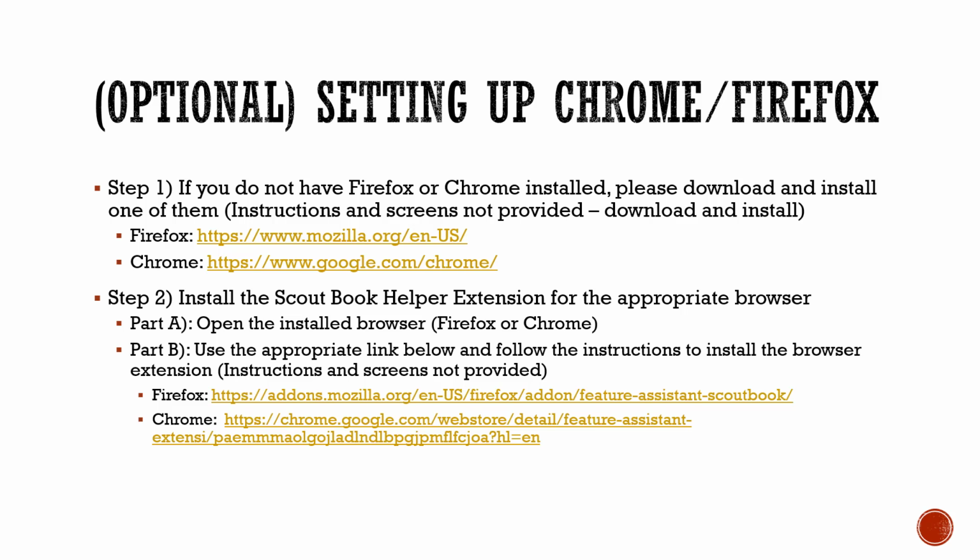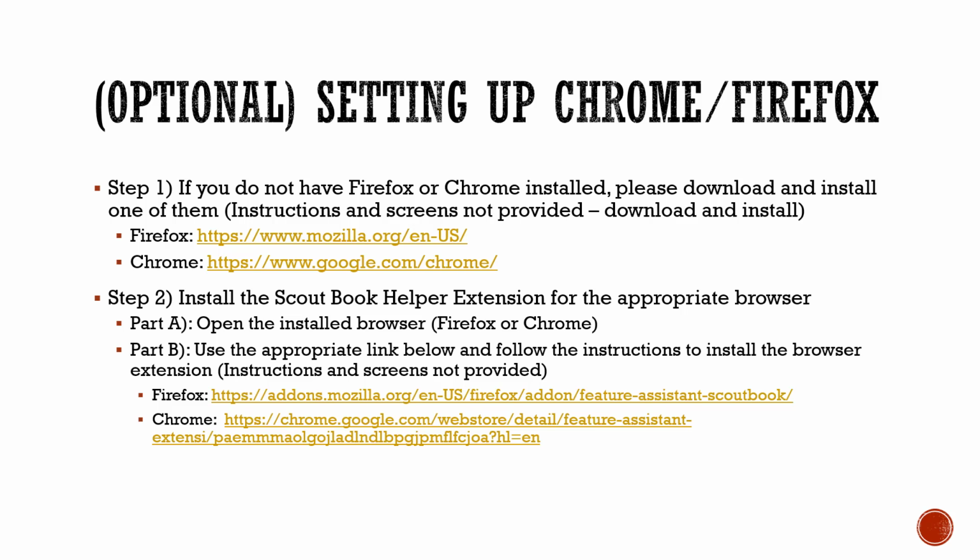So the first step we have is to set up Firefox or Chrome with the ScoutBook helper extension, and the links are below. Basically, you need to make sure you have Firefox or Chrome installed first. If you aren't using either of those two browsers, you'll need to pick one of those and go from there. I personally use Chrome, but that's just my personal preference. And then you go ahead and install the ScoutBook helper extension for your appropriate browser. So if you're using Firefox, you go to the Firefox link. If you're using Chrome, you use the Chrome link.